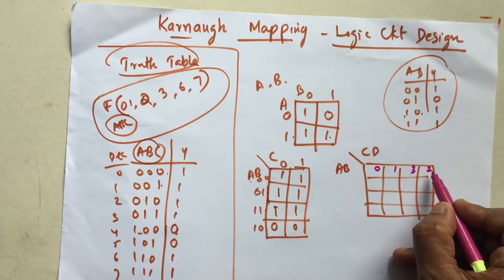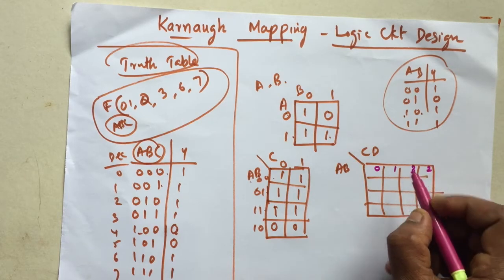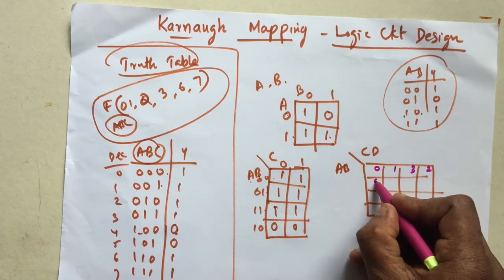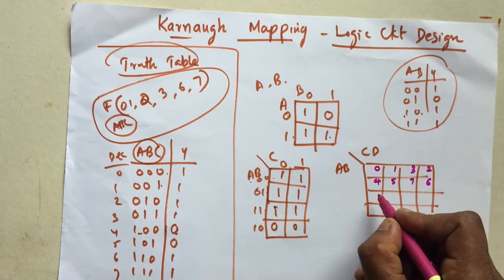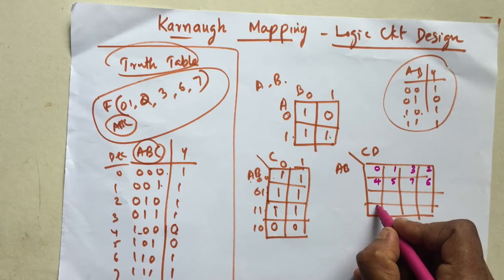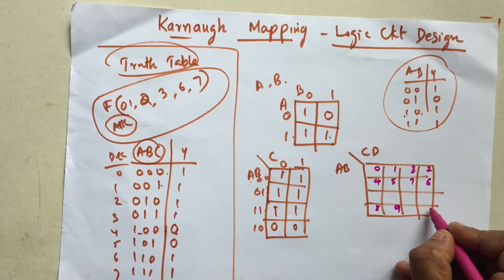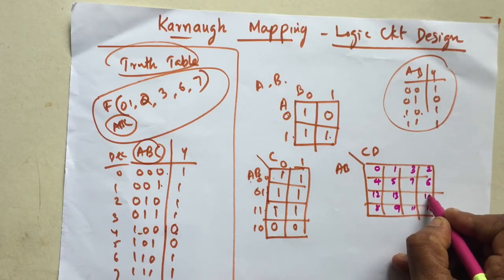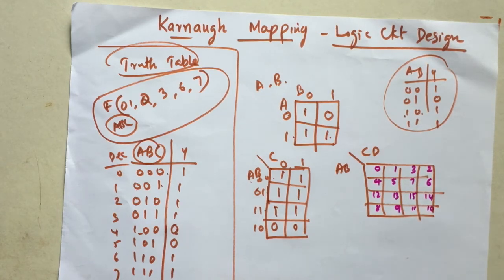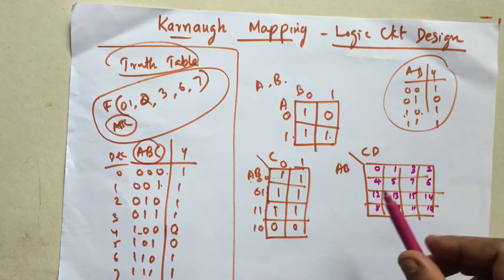Then I write in the 2 here, and then only I write 3. 0, 1, 2, 3, 4, 5, 6, 7. Now I am skipping the row. 8, 9, 10, 11, 12, 13, 14, 15. See how I skip the third row and third column.